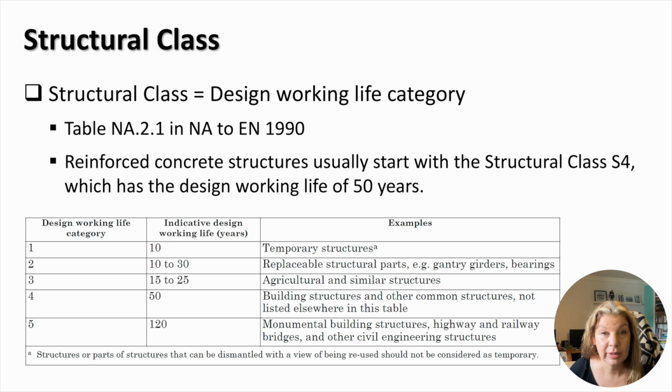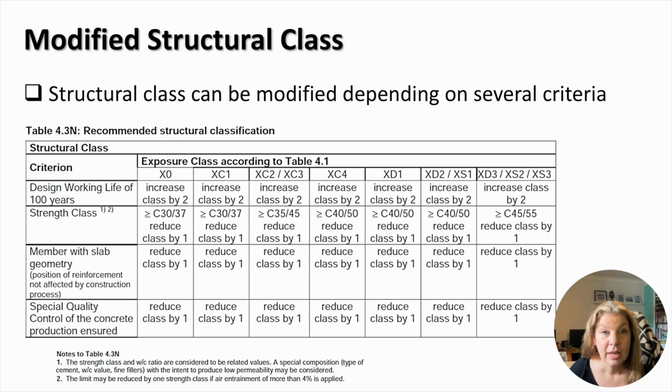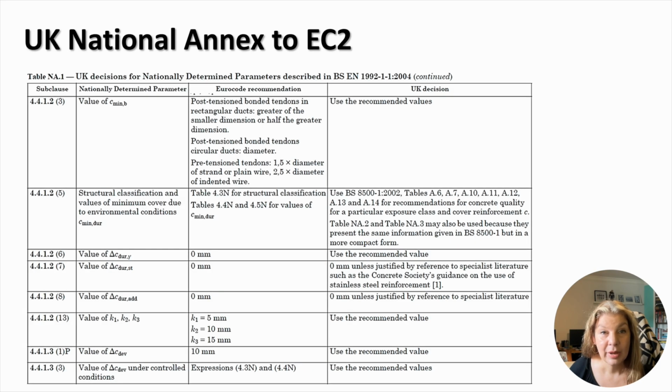The structural class is defined in table NA21 in the National Annex to Eurocode 0 as a category for design working life. Typically, reinforced concrete buildings are designed for at least 50 years of service, which corresponds to structural class S4. Structural class can be modified according to table 4.3n, depending on several criteria, including the design working life, class of concrete, geometry, and type of quality control. Table NA1 in the UK National Annex to Eurocode 2 sets all the corrections for the minimum cover for durability that we saw in the previous slides as equal to 0.